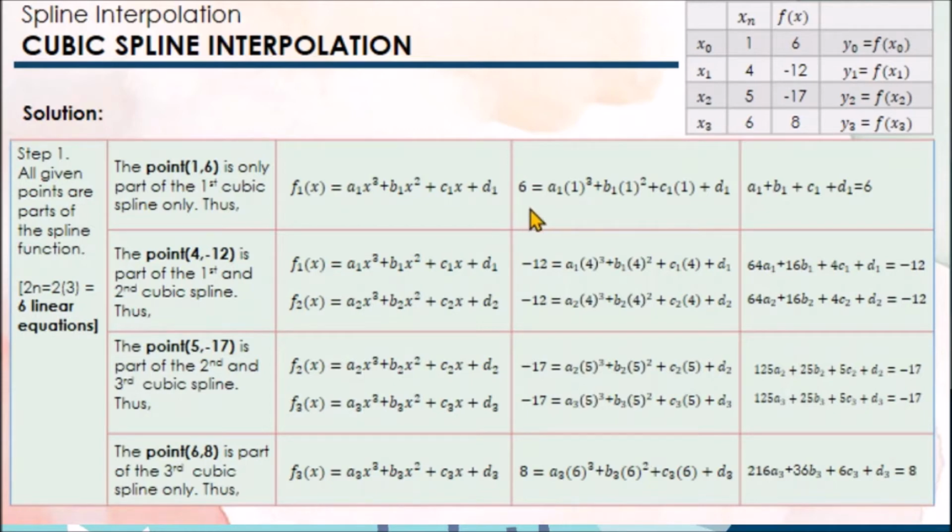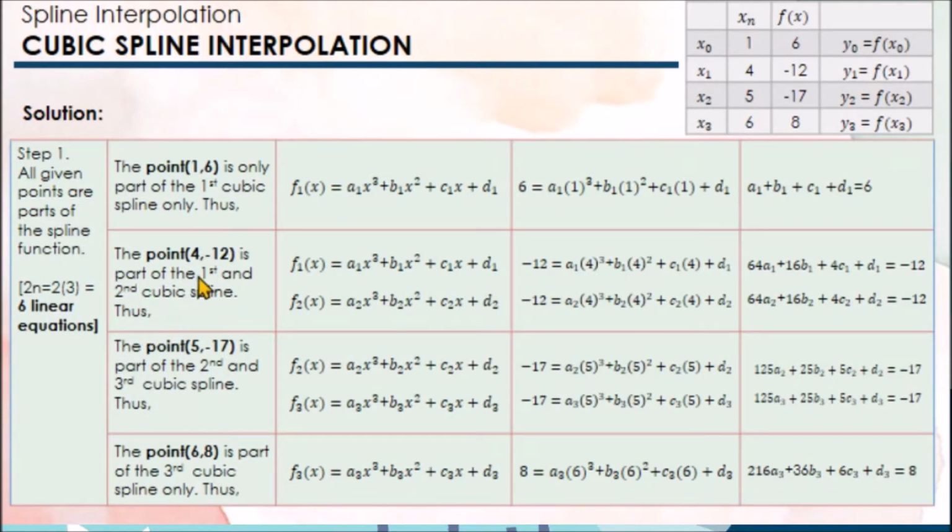So we have 6 is equal to a sub 1. We just substitute the value of 1 here. So we have a sub 1 multiplied by 1 cubed plus b sub 1 multiplied by 1 squared plus c sub 1 multiplied by 1 plus d sub 1. Simplifying this, we have a sub 1 plus b sub 1 plus c sub 1 plus d sub 1 is equal to 6. So next, let us go to (4, negative 12).